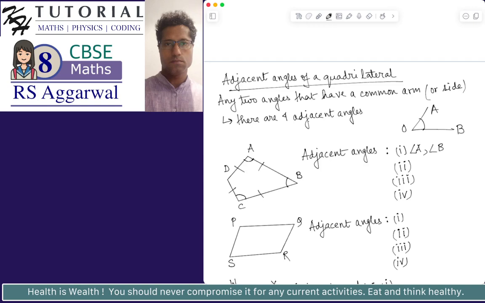If I consider the side BC, it has two endpoints B and C. So the pair of adjacent angles will be angle B and angle C. Similarly, if I consider the side DC or CD, it has two endpoints D and C. So angle C and angle D are a pair of adjacent angles. And finally, if I consider the side AD, it has two endpoints A and D. So angle A and angle D are a pair of adjacent angles. I hope it is clear what we mean by a pair of adjacent angles in a quadrilateral.